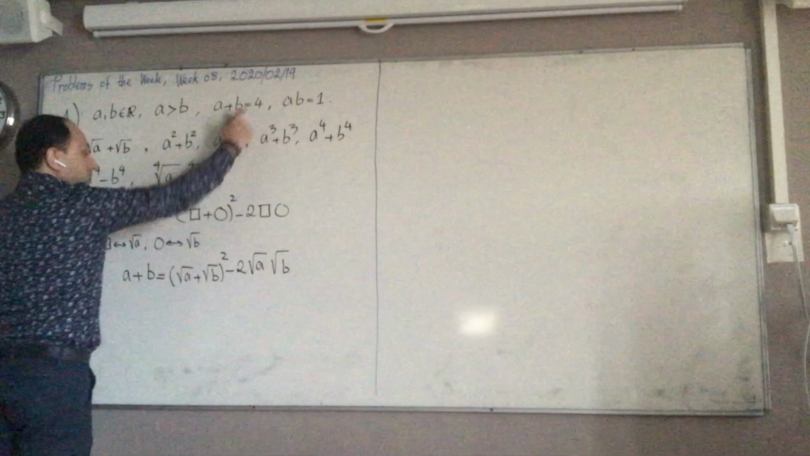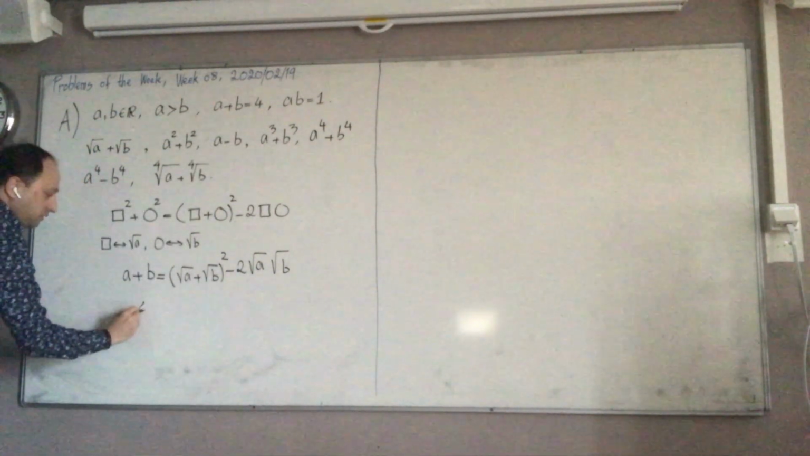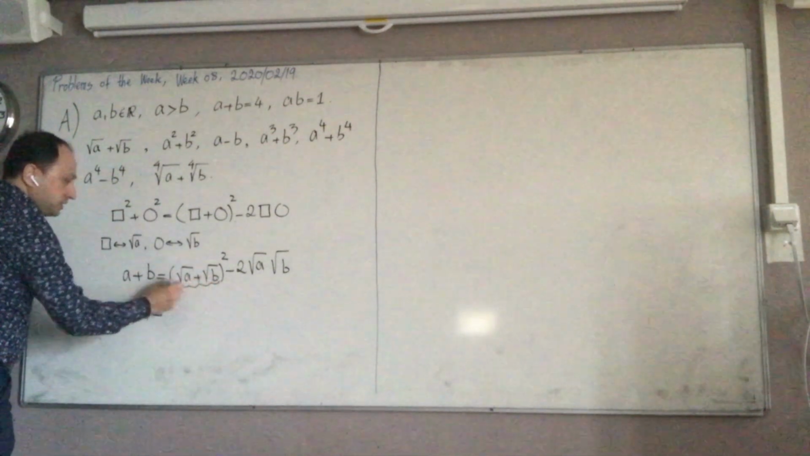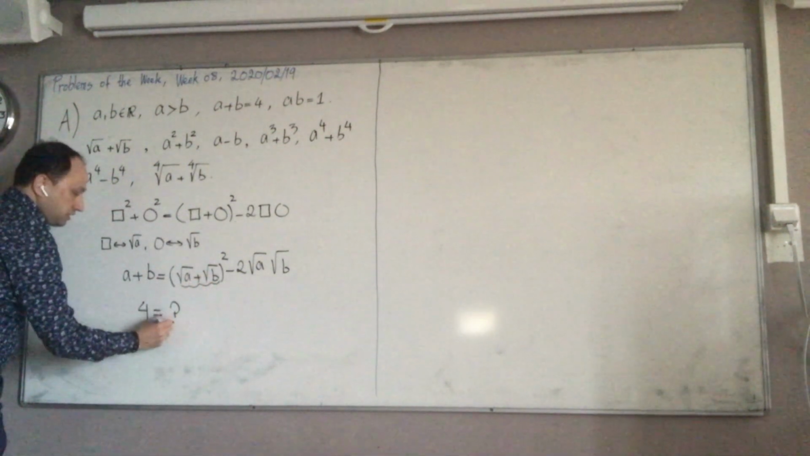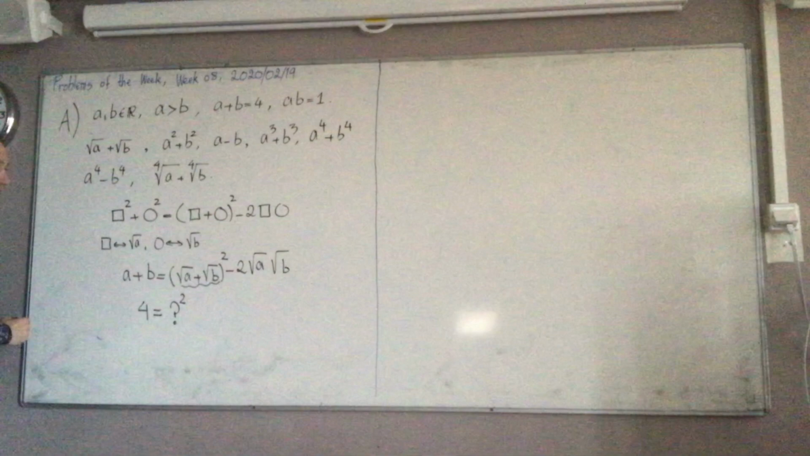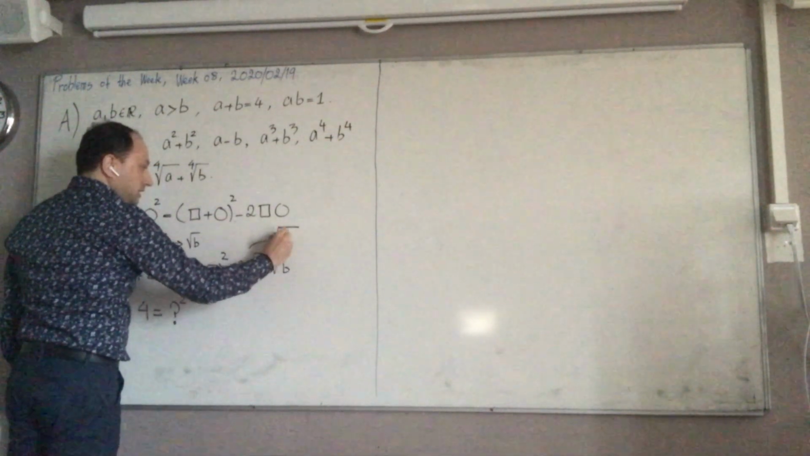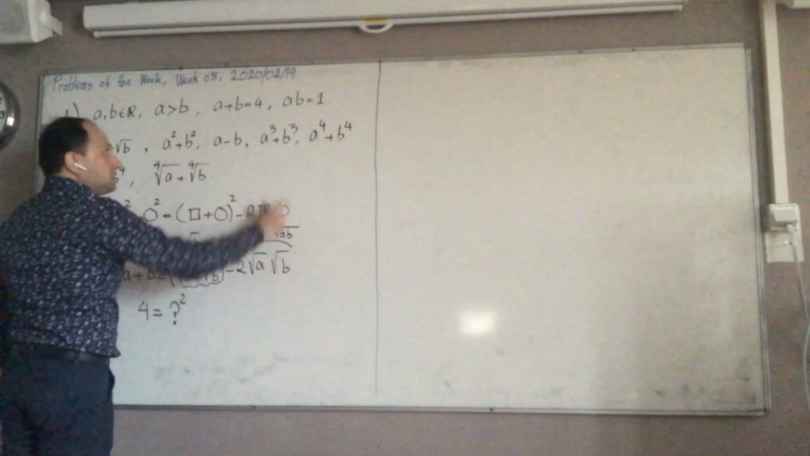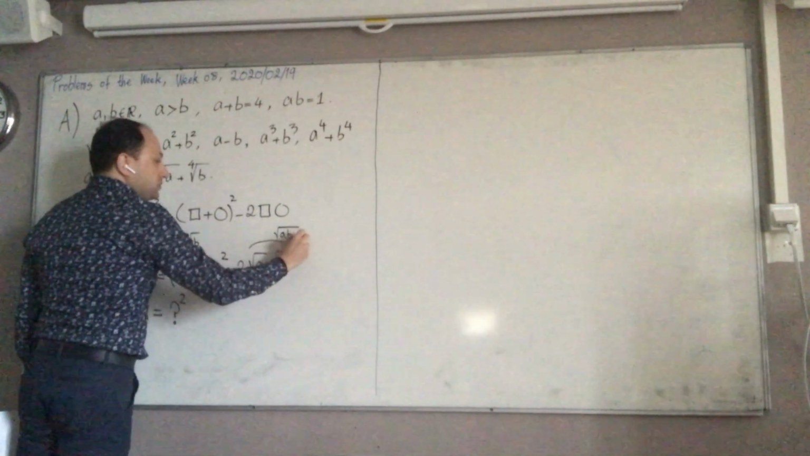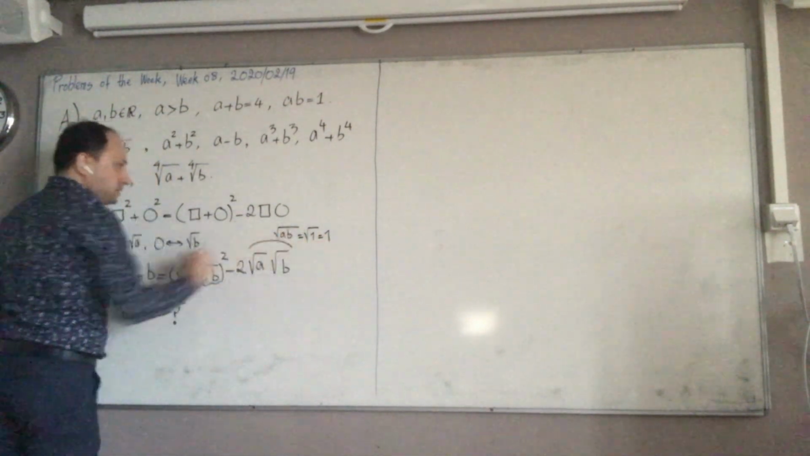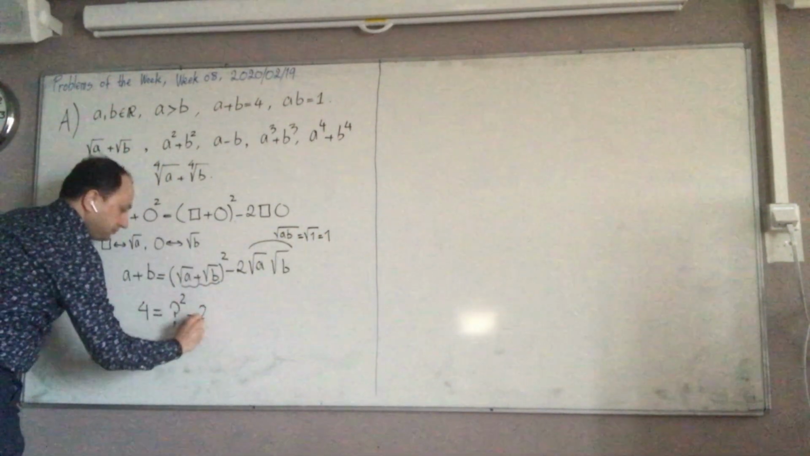a plus b is given as 4. So instead of a plus b, I can put 4. This is exactly my question mark, so this is the question mark to the power of 2. And then this part becomes square root of ab. But ab is given to be 1, so this becomes a square root of 1, which is 1. So I have minus 2 times 1, which is minus 2.